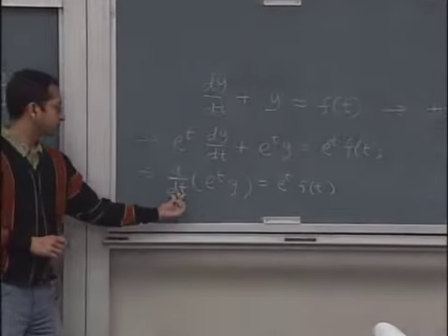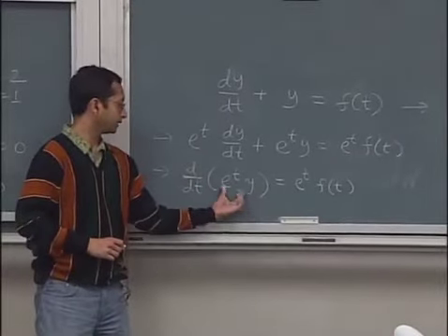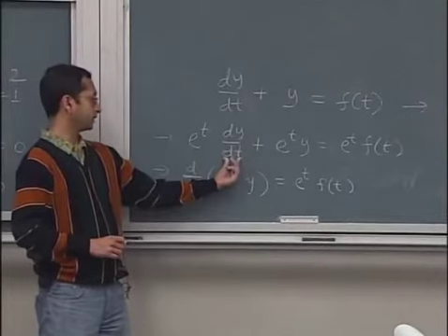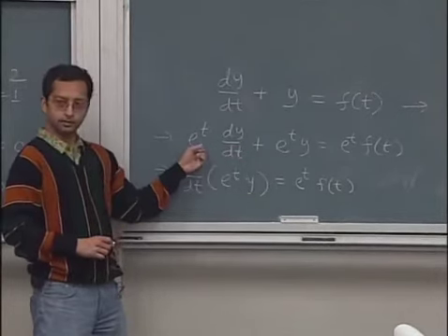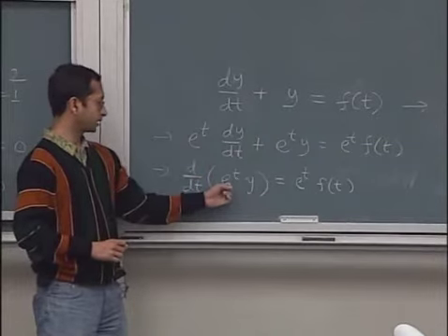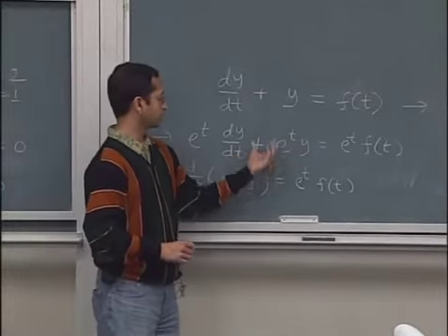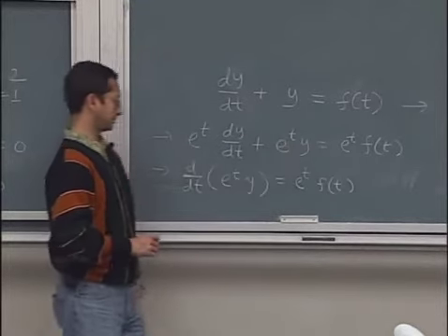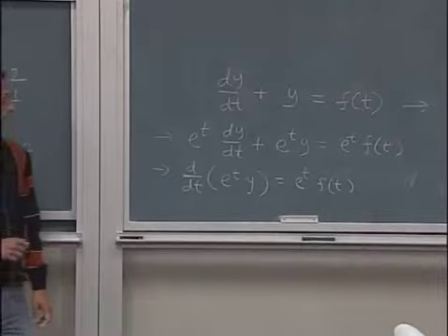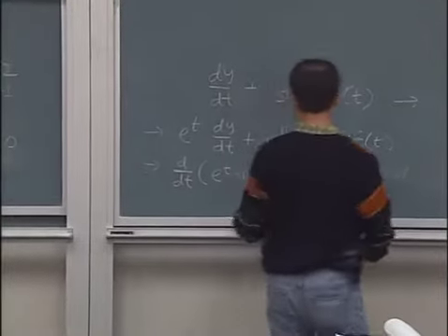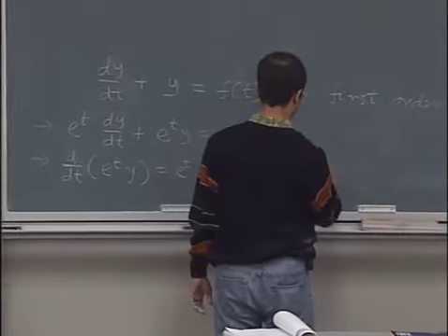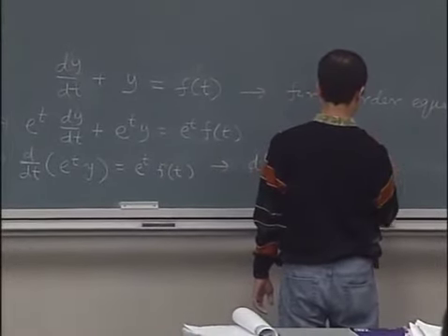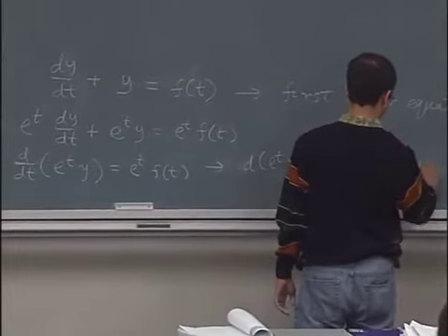Now, if you do d/dt of e to the power t y, first if the derivative acts on y, I have dy/dt, and e to the power t remains as it is. Now, if the derivative acts on exponential t, then the exponential derivative remains the same function. So I get back the exponential function, and y is as it is. Okay. So now the advantage of this is, I can now write d of e to the power t y equals e to the power t f(t) dt.